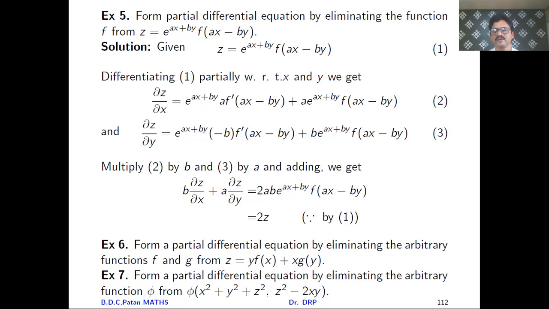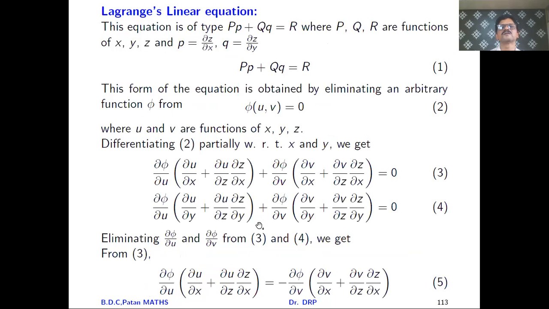Now, our next article from the syllabus is what? Lagrange's linear equation. But friends, this is the last article from your syllabus, Lagrange's linear equation. But we'll discuss, friends, that part in the next lecture.